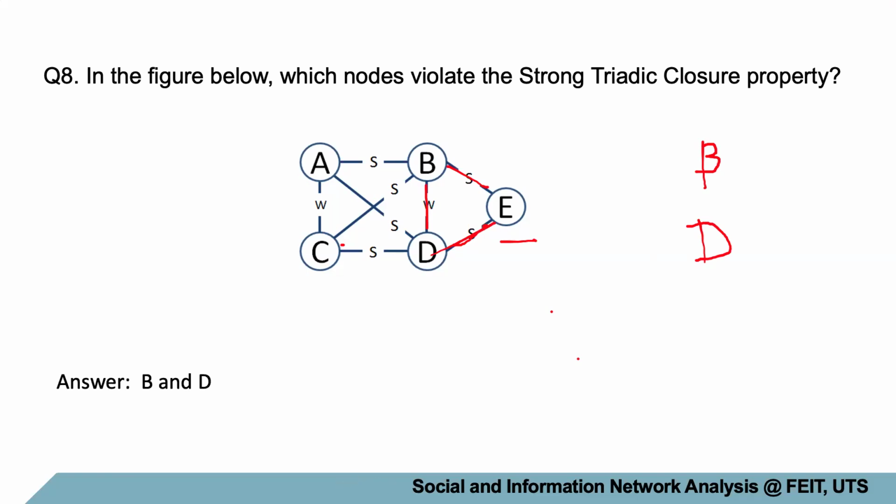Is your answer the same as this? Any questions? I'm sorry, can I ask one question? Yes, please. For example, if there is a strong tie between A and D and another strong tie between C and D, then the path between A and C can either be a strong tie or a weak tie. Am I correct? Yeah, as long as there's an edge, there's a connection between them. Okay, thank you.